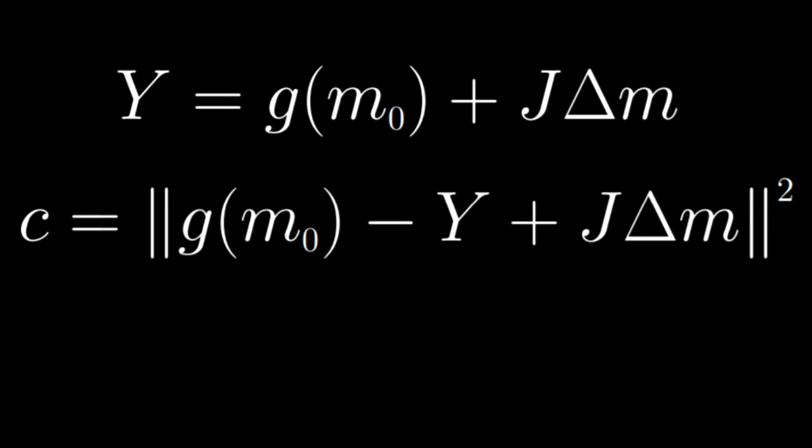Some solutions to this are to just artificially limit the model update, so to make it much smaller with a coefficient, or to weight the model update towards 0 like we saw in Tikhonov regularization in the previous theory video.